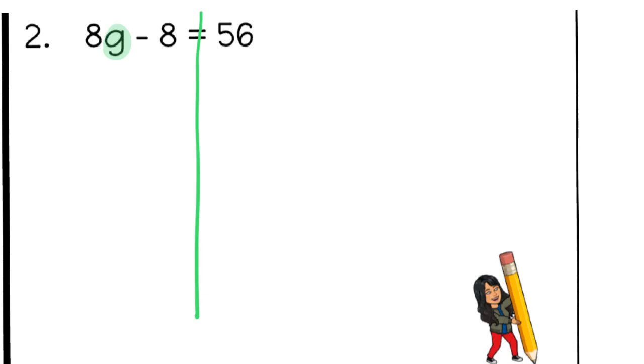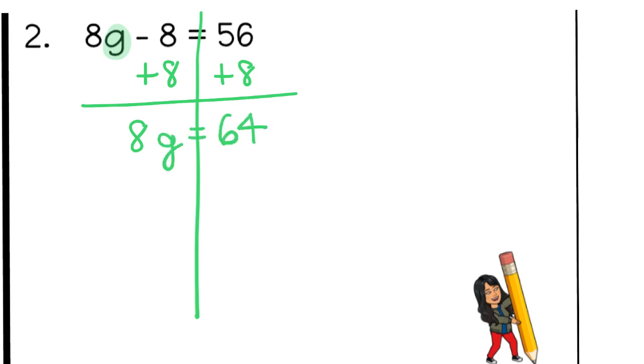It's the minus 8. The minus 8 belongs on the other side with the 56, so I am going to add 8 to both sides. This will give me 8g equals 64. I then hopefully know that 8g really means 8 times g.